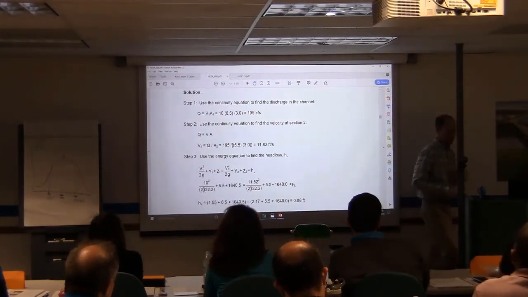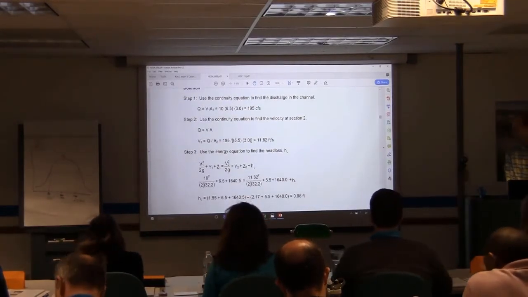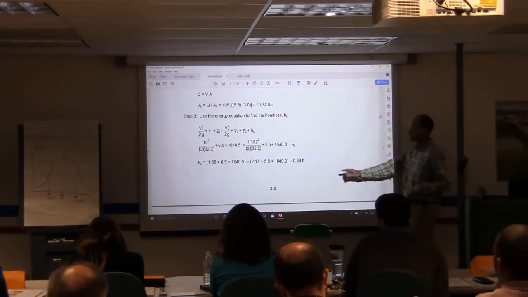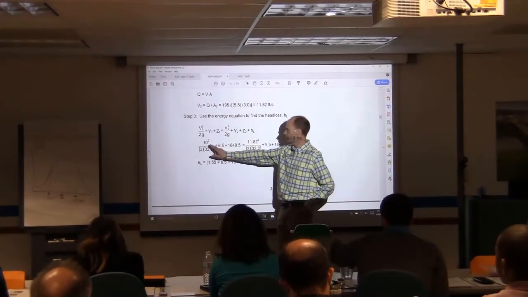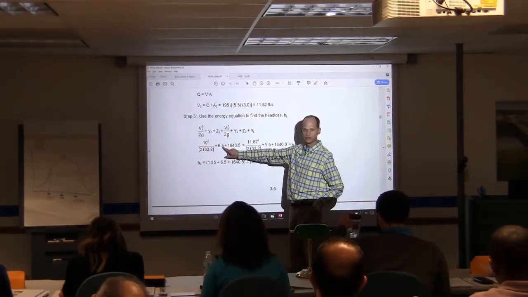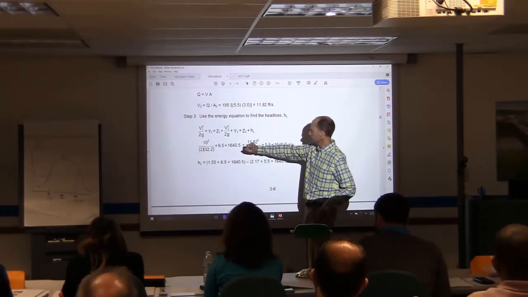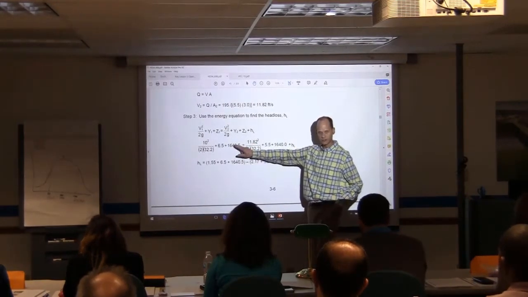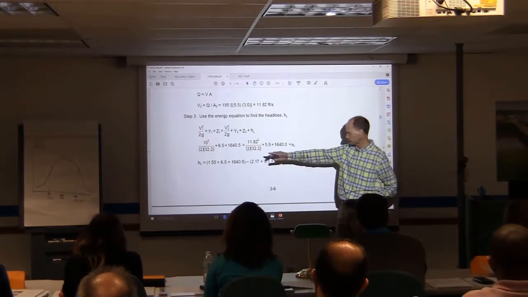Use the energy equation then to find the head loss. So we have all of the known information except for head loss now. So we plug in and we get our velocity head at point 1. Our pressure head at point 1 is just the depth of water. And we're given the elevation head. That's the datum. That's the datum of the ground surface.